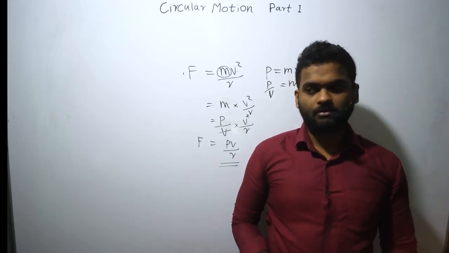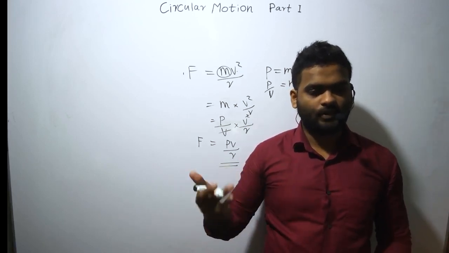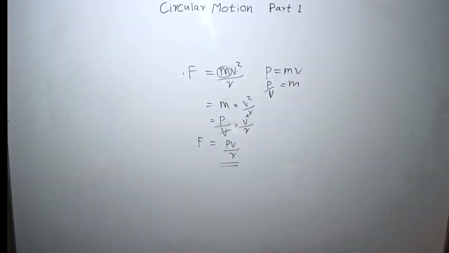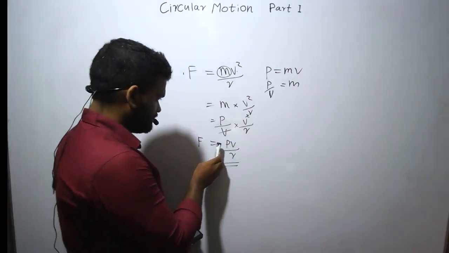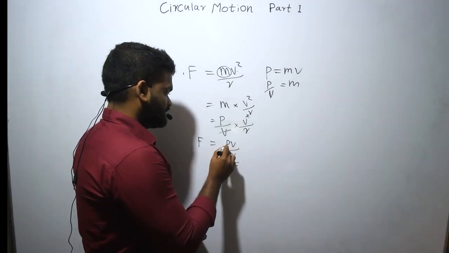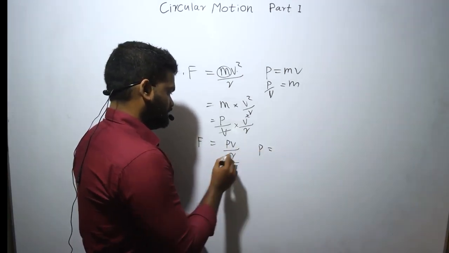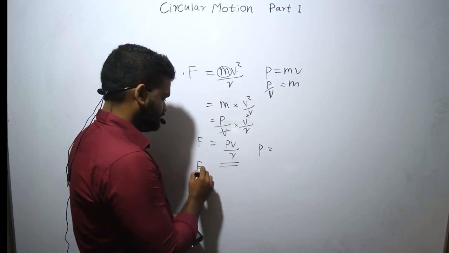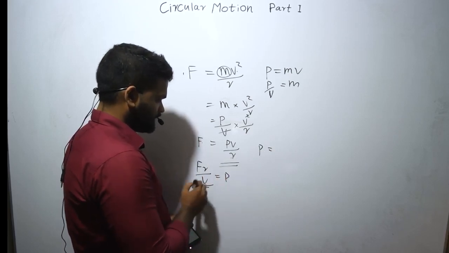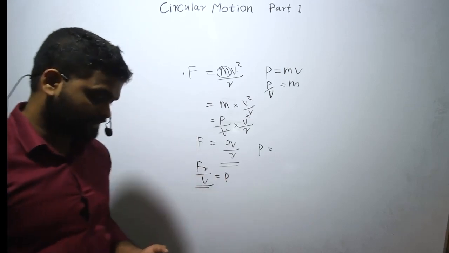You don't have to remember all these equations. Just quickly derive the equation required. Here they're asking about P, linear momentum, not F. So you need to make P the subject. Cross multiply: FR divided by V. So that is the answer.